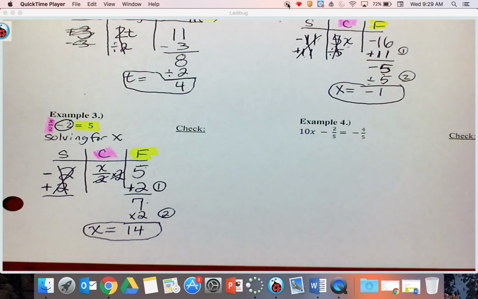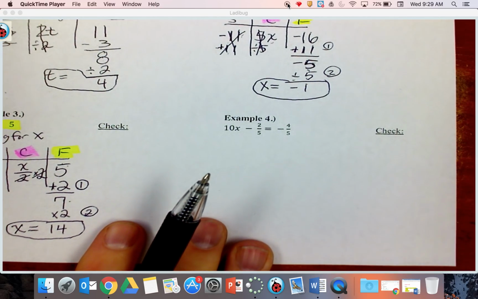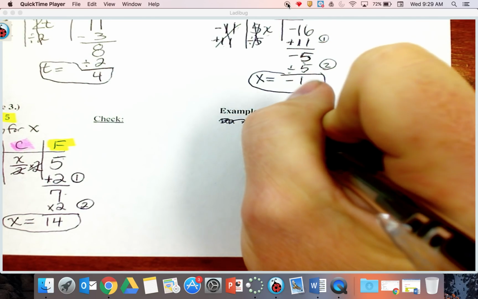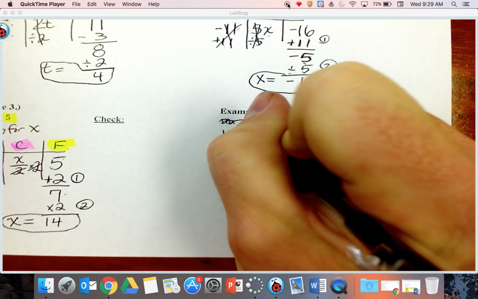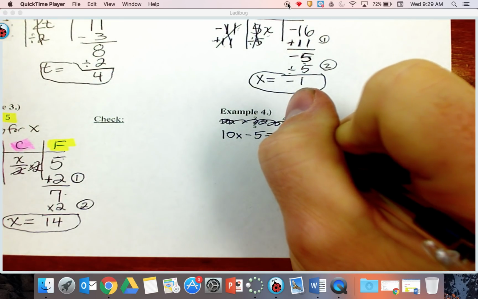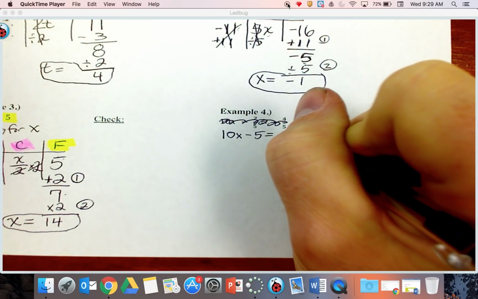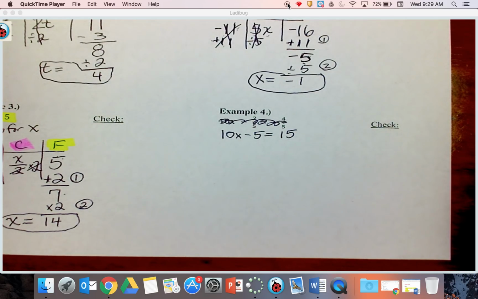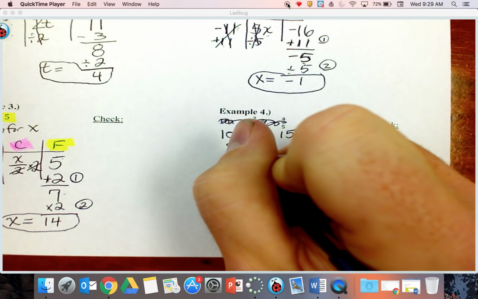All right. Example 4, we're going to do a little change to it. I'm going to change this problem here. So we're going to mark that out. We're going to put 10x minus 5 is equal to, let's go with another 15. Okay. We're going to write that one down. We're going to not deal with the fractions here. But it's the same process that we need to do here. We need to find out what we're solving for. We're solving for the variable x.